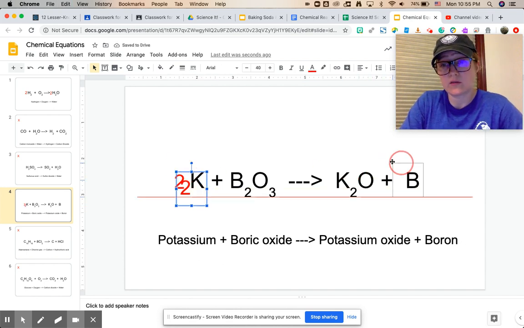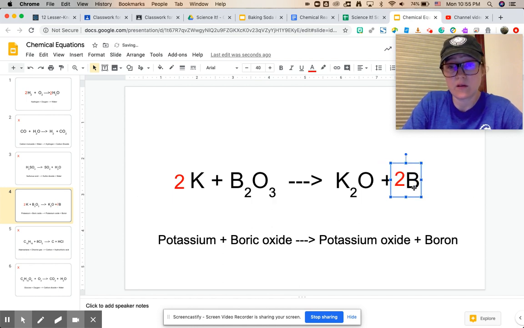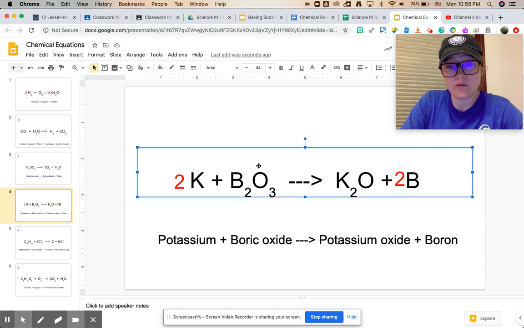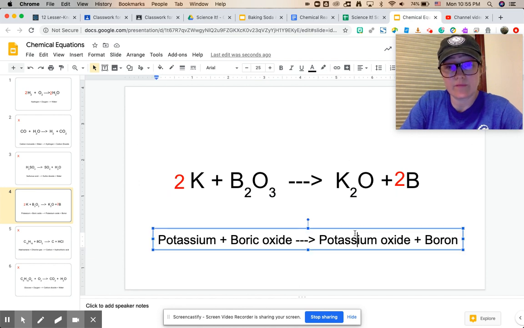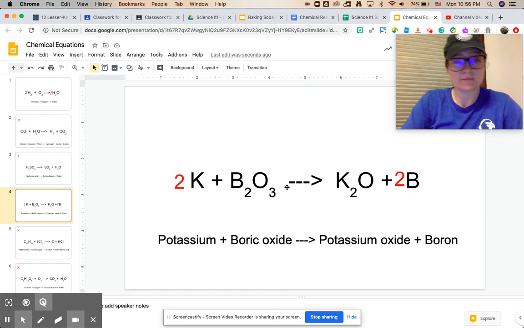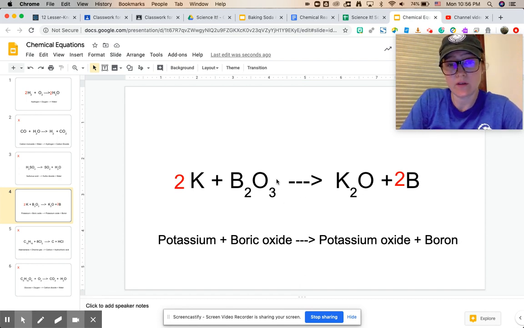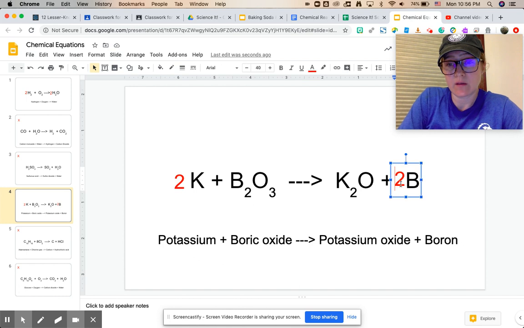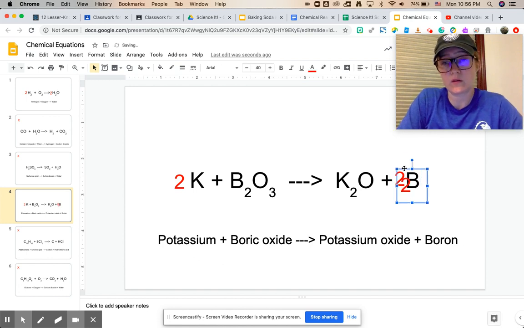So let's stick that 2 right over here. Now I have 2 borons, 2 borons. Here I have 3 oxygens, but here I only have 1 oxygen, right? So what can we do to fix that? If I know I have 3 oxygens here, I can go ahead and put a 3 right here for 3 oxygens there.